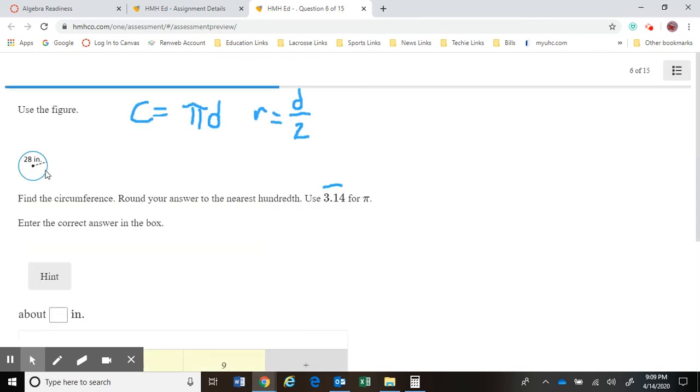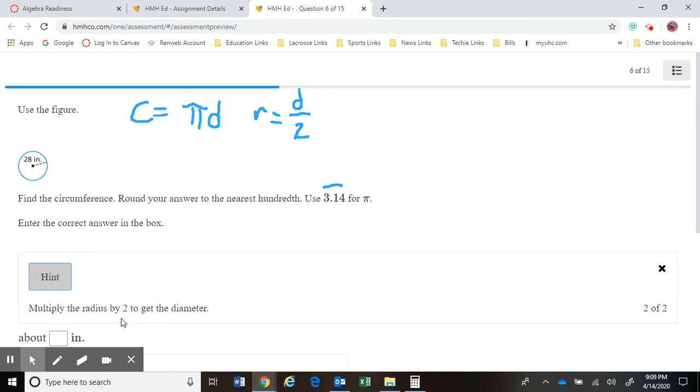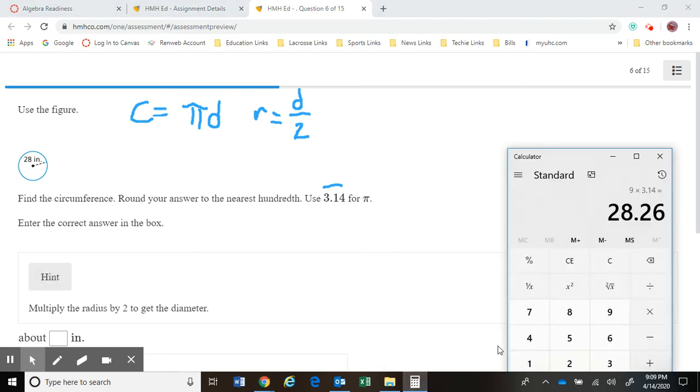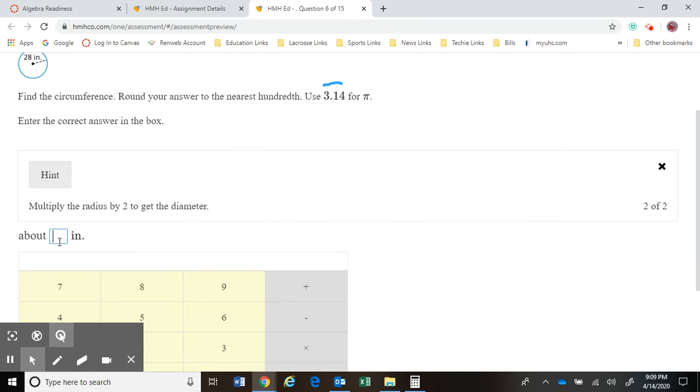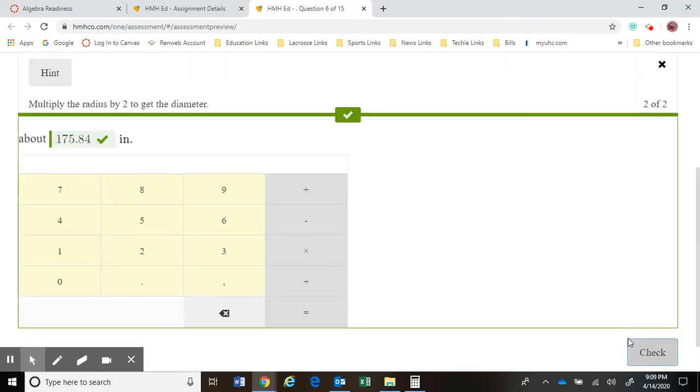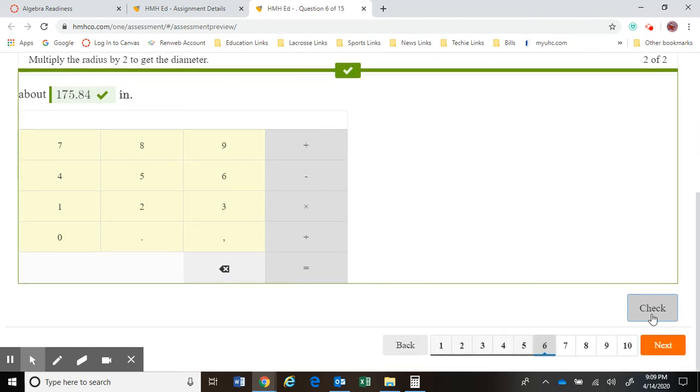Again, what is this 28? That's right, it's your radius. So what do I need to do to it? Double it, multiply it by 2. 28 times 2 is 56. So 56 times 3.14 is 175.84. Got it. All right, moving on.